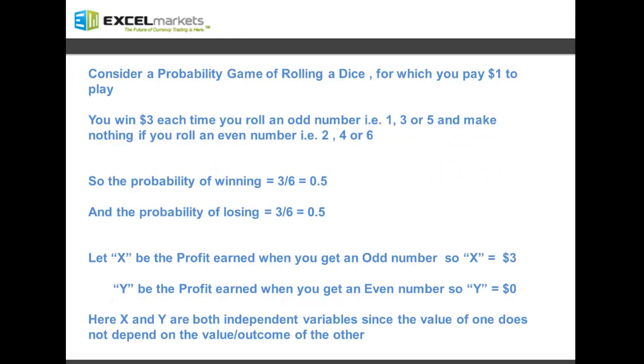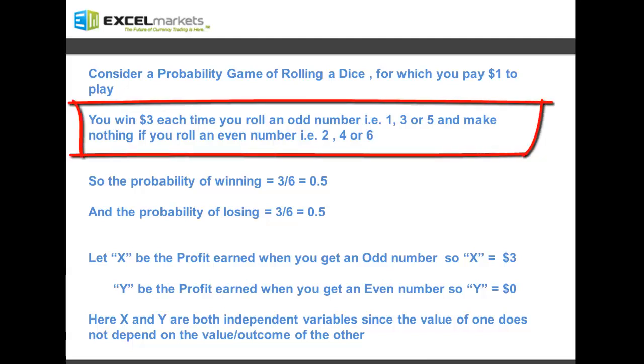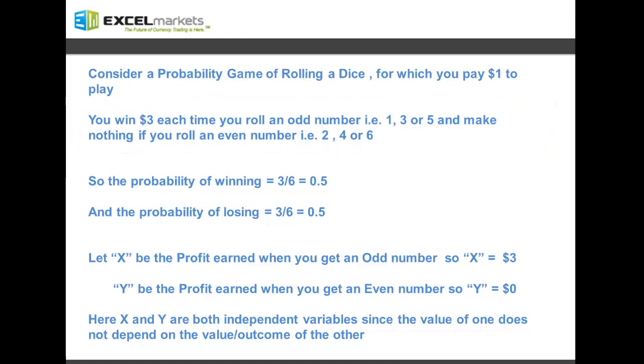Let's consider an example to help understand this concept better. We consider the probability game of rolling a die for which you pay $1 to play. The rules are that you win $3 each time you roll an odd number, that is 1, 3, or 5. However, you make nothing at all if you roll an even number, that is 2, 4, or 6. Therefore, the probability of you winning is 3 out of 6 outcomes, that is 3 over 6, or 0.5, while the probability of losing also is 3 over 6, that is 0.5. So you have 50% chances of either winning or losing.